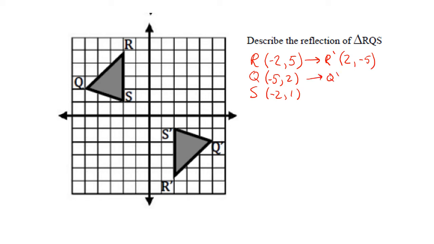Okay, Q prime ends up at 5, -2, and S prime ends up at 2, -1. Okay, so my reflection looks like the X switches signs and the Y also switches signs. So that means we're flipping across both the X and the Y axis.